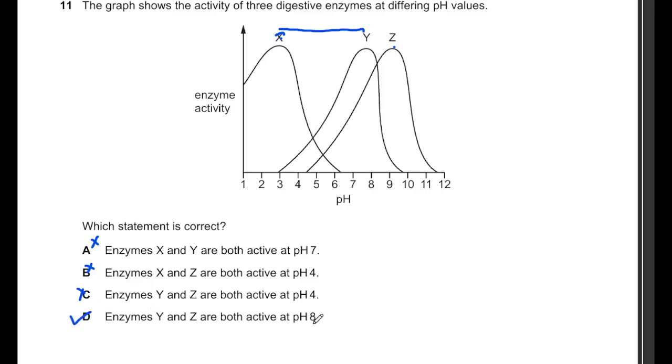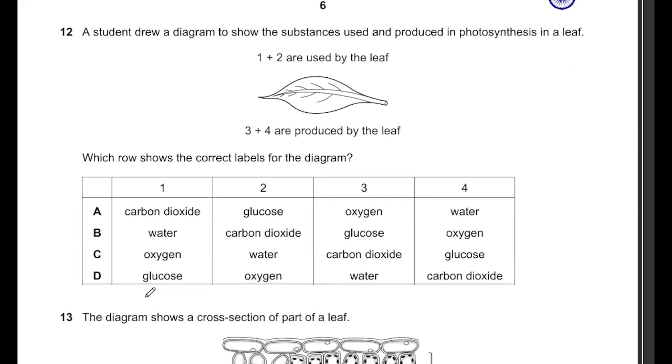Y and Z both are active at 8. Here we can see Y is at 8, but Z is slightly at 9.5, but still we can say that the activity is there, so high activity. So we can say D is the correct answer here. Moving to the next one, 12.